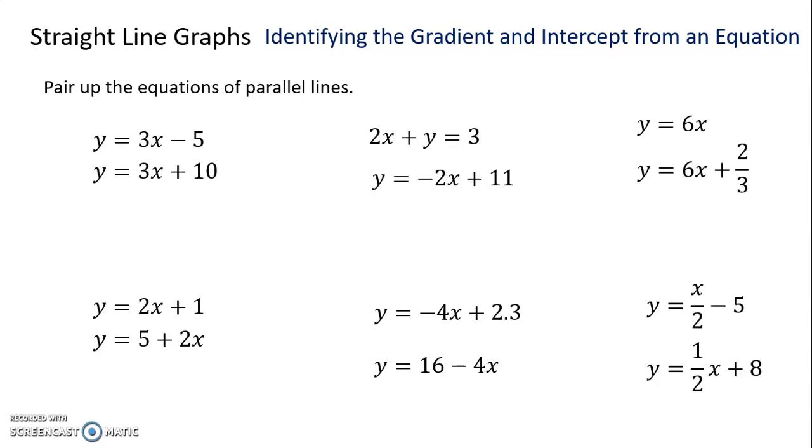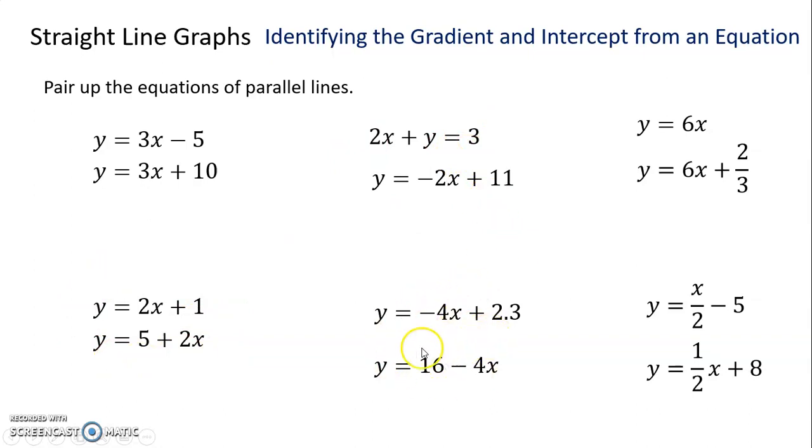Okay, so these are the pairs that you should have put them into. So this one right here, we've got 3x in both cases, so they've got the same gradient. This one down here is slightly different because I changed the order, and it's important to remember the gradient is the number in front of the x, not necessarily the first number in the equation. So this one's got a gradient of 2, as has this one, so these two are parallel. I'm going to save this one for last.